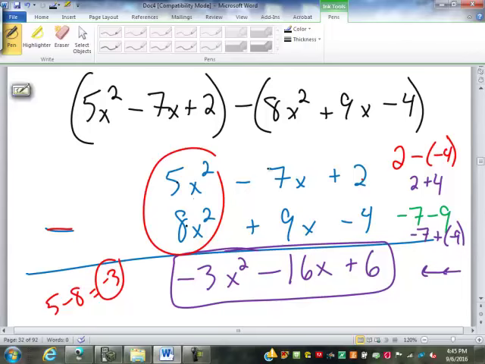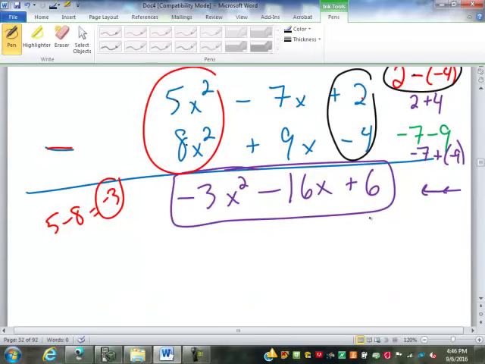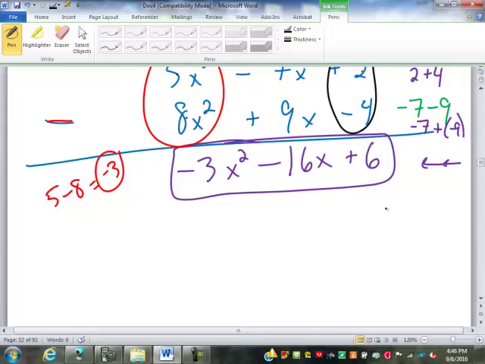The key is, when I do these, I don't do it right in the columns. I write it out over here so I can change it to plus the opposite. Otherwise, I get messed up with them. So be very careful with them. The negatives do cause a lot of mistakes.